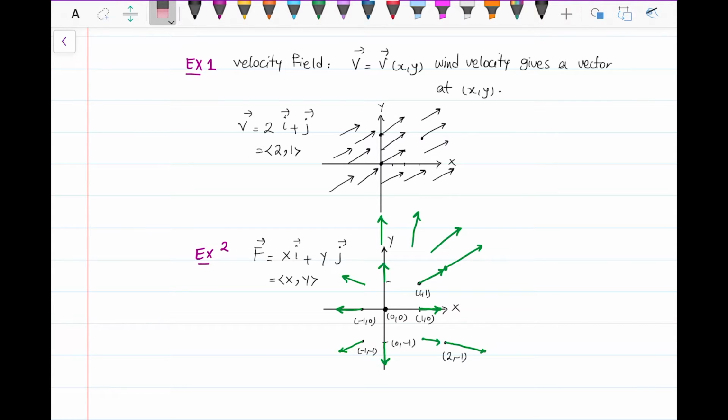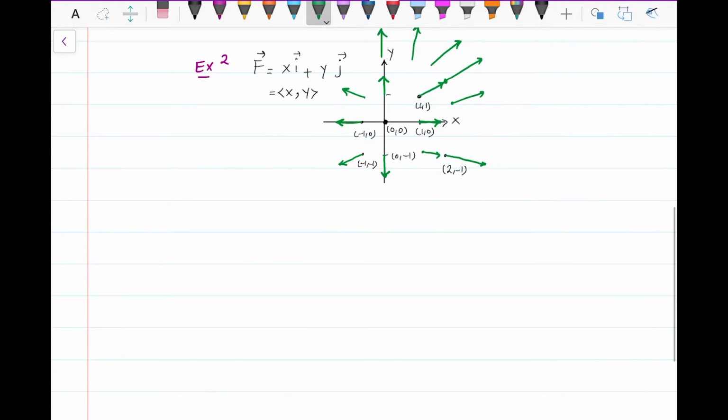Okay, actually it needs to be in the correct direction. Okay, we can continue graphing this. Then let's look at another example. Example 3.